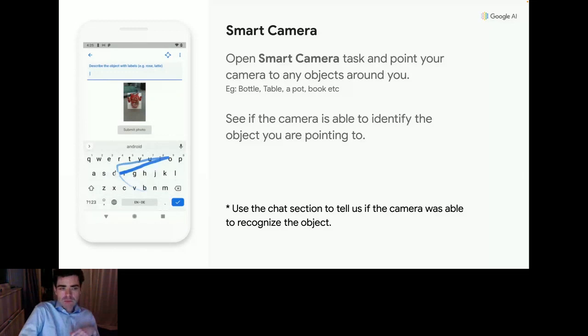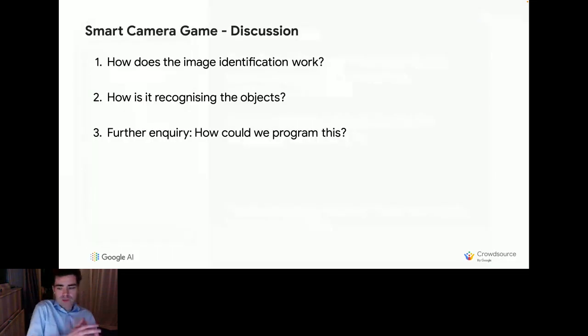Okay, so let's just discuss this for a little bit. How does the image identification work? If you have any comments on any of these questions, put them in chat.